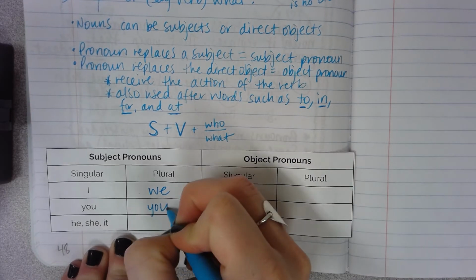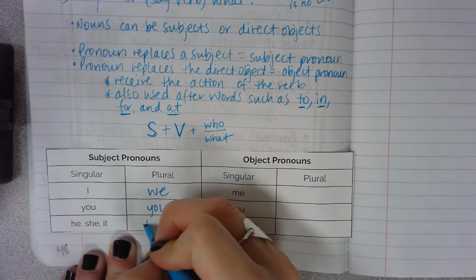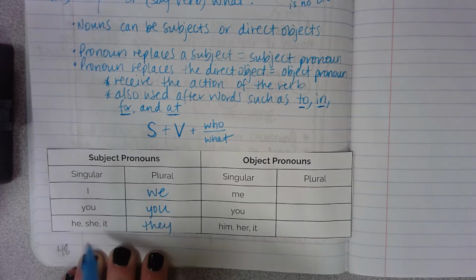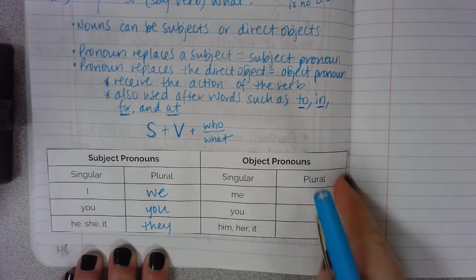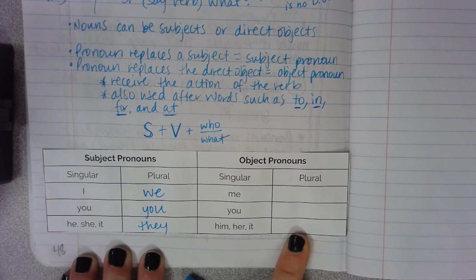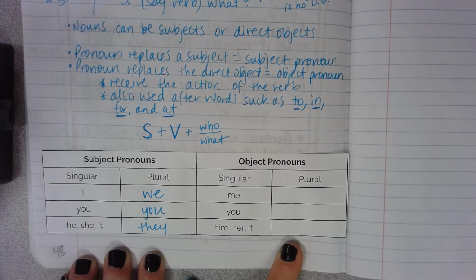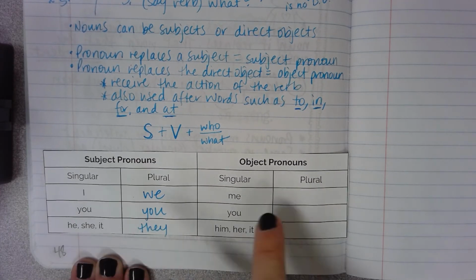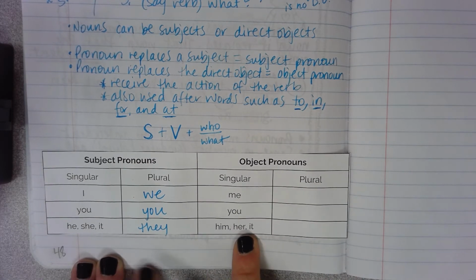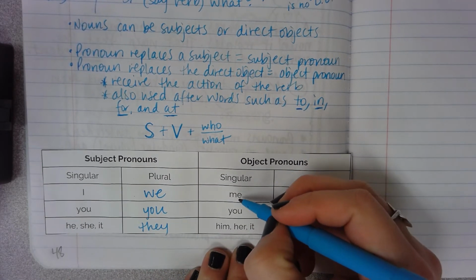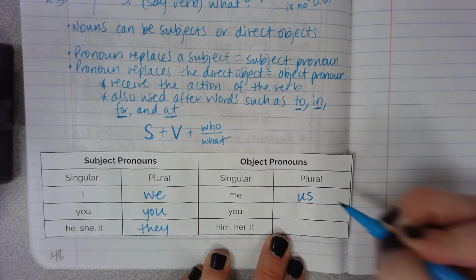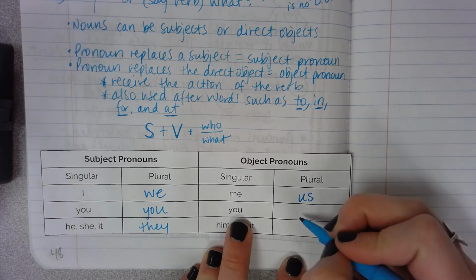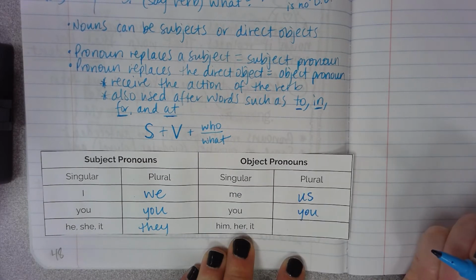These are all going to be found at the beginning of sentences. Subject pronouns. Object pronouns are going to be found after your verb, so toward the end of the sentence. And you will never find the word he or she being used as an object pronoun. It now changes to him and her. If you have one, it'd be me. If you have two, it would be us. You would again stay as you, whether it's singular or plural, like you guys or just you. And then him, her, and it changes to them.